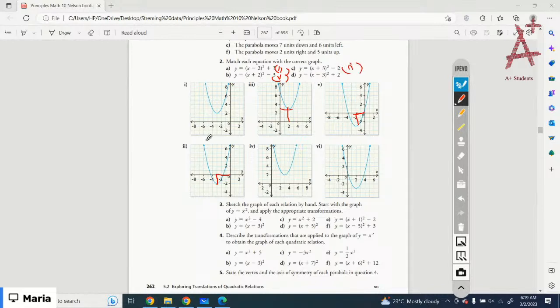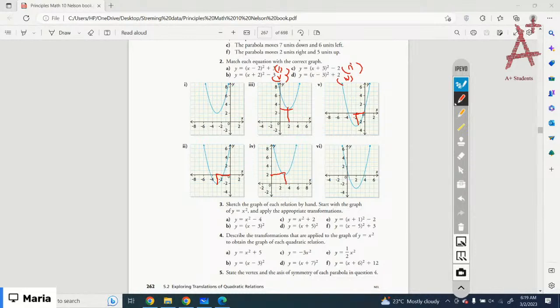Now look at equation D. The movement is 3 units right and 2 units up. This one is the one which moved 3 units right and 2 units up. So it would be option number 4. Got it? Okay, you can do questions 4 and 5 by yourself. You have to make the graphs of these questions. Let's move on to the next lesson.